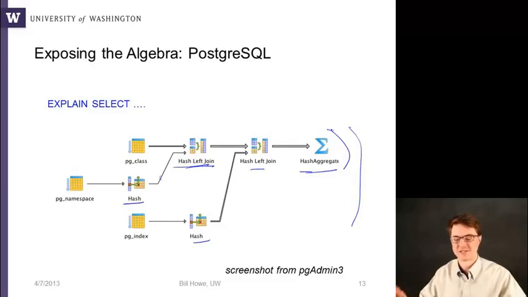So fine. The algebra really does exist. You can look at it directly just by using the keyword explain, and I advise you to do so. If you work with databases, you should be using explain all the time to try to understand what's going on.